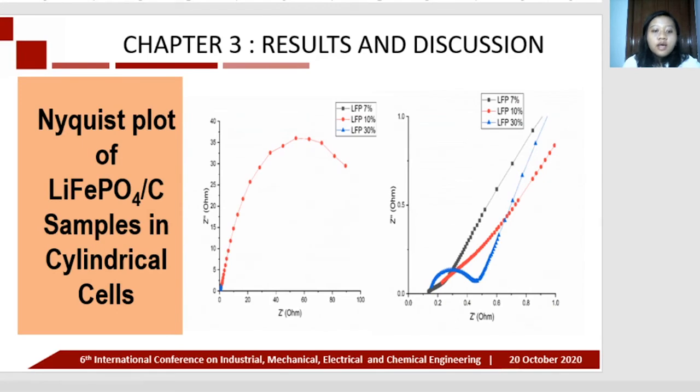And then the EIS test result in the form of a Nyquist plot. Based on the figure, it can be seen that the samples do not form a semicircle curve except the lithium iron phosphate with 30% carbon. This shows that the lithium iron phosphate 30% carbon sample has good lithium diffusivity and conductivity. This phenomenon is the reason the lithium iron phosphate with 30% carbon sample has a good rate performance.